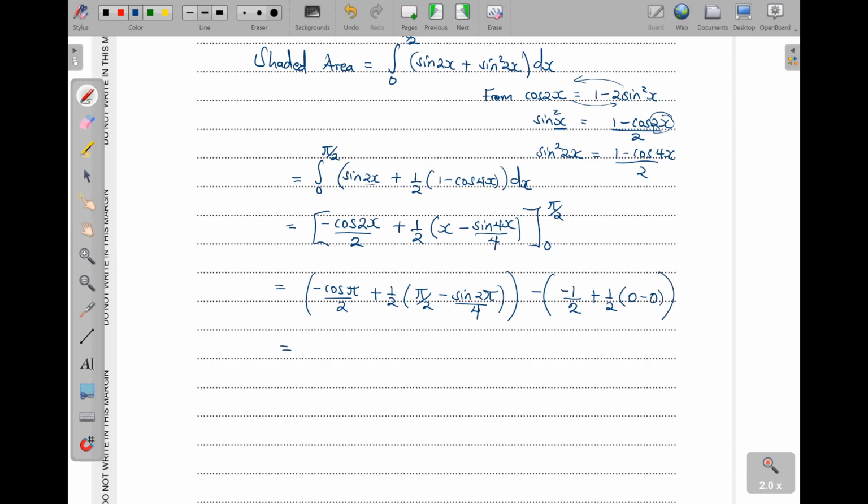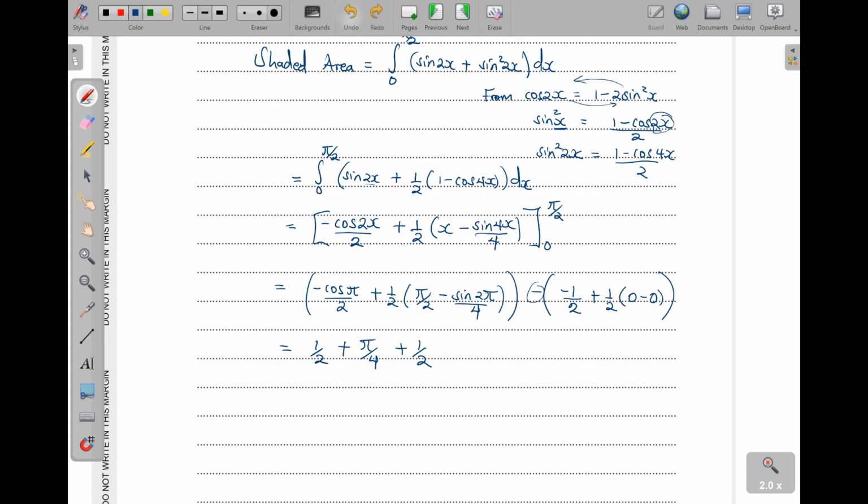Then cos of pi is negative 1. So times the negative, that is a positive a half. Then when you multiply here, you will have now pi over 4. And then here, we shall have sine of 2 pi. Sine of 360 is 0. So this one goes. Then minus, of course, here we shall have a plus because the negative affects the negative.